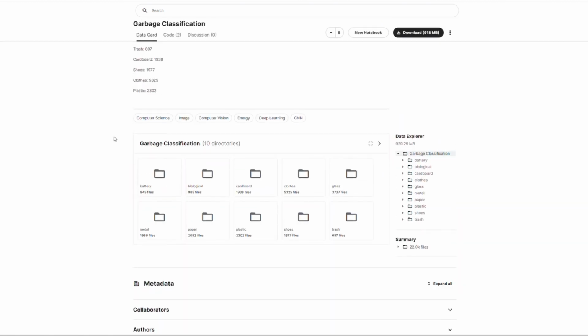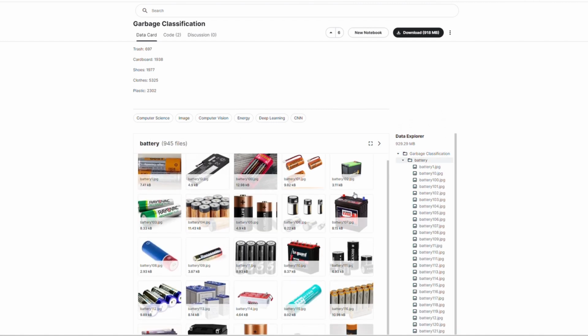Down here, you see the garbage classification directory. So this is the file structure. Not everything's going to have this. If it's a really large file, you might need to download it first. And then over here, you have it broken down into a sort of file tree, folder tree. And you can click over here, and you can see roughly the images.